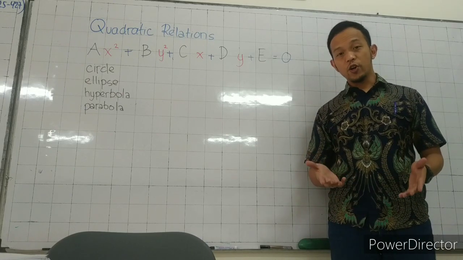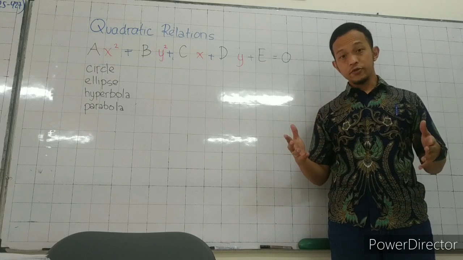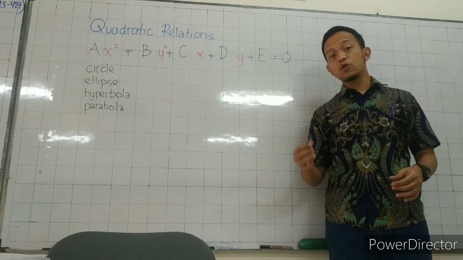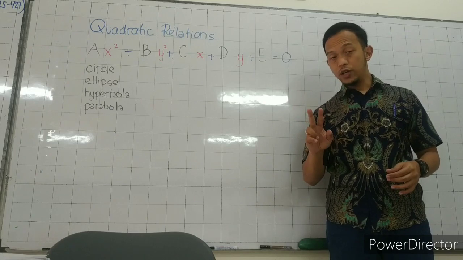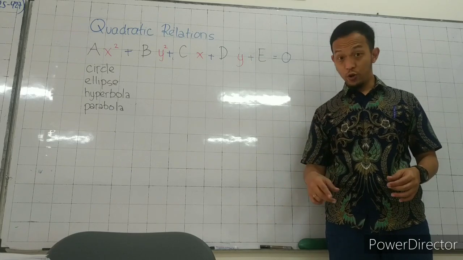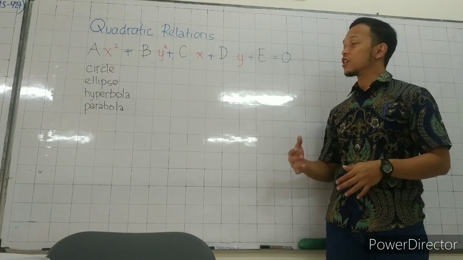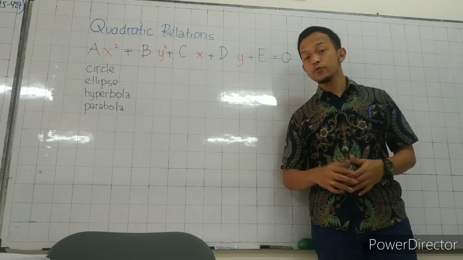First, quadratic. Let's recall the polynomials. If a polynomial contains some terms, and each term has its own variables, and the maximum total of variables in one term is only two, it is called a quadratic polynomial. It's a second degree polynomial. So a quadratic always consists of terms with the maximum total of variables being 2.